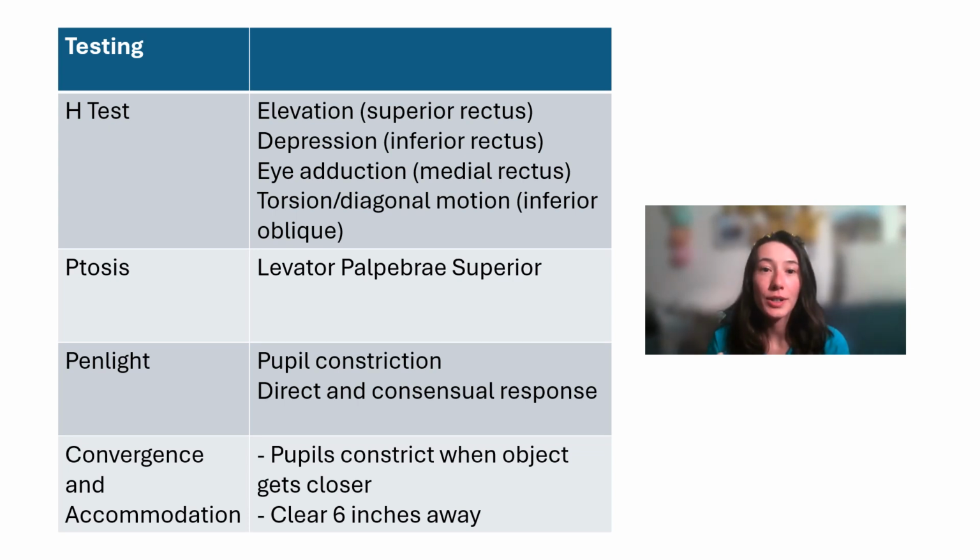So far, we've addressed the somatic motor involvement. So now it's time to address the parasympathetic involvement. This is where the idea of a pen light comes in. So we know that whenever you shine a light into your eyes, your pupils are going to react by constricting.